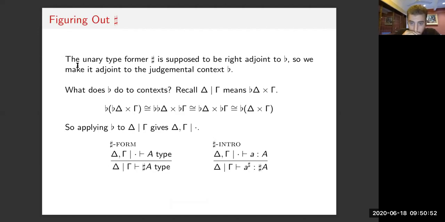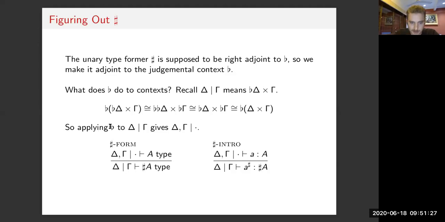All right. So this sharp type former is supposed to be right adjoint to the judgmental flat. So we need to figure out what applying flat to a context does to it. Remember, a context is supposed to be interpreted as this. If we apply flat to this thing, well, first of all, flat is left exact, so it distributes over the product. Then idempotence lets us reduce this to just one flat, and then left exactness in the other direction gets us to here.